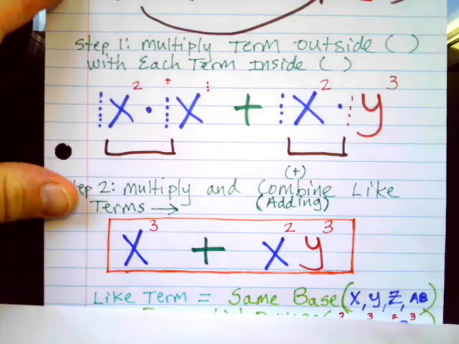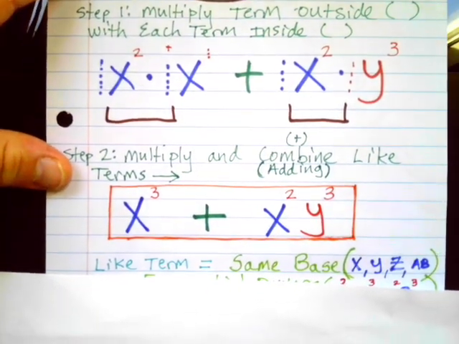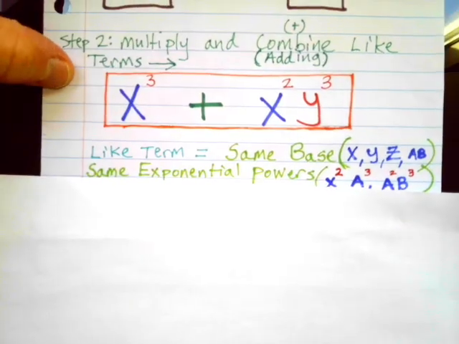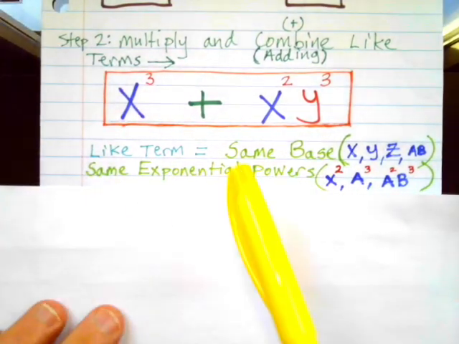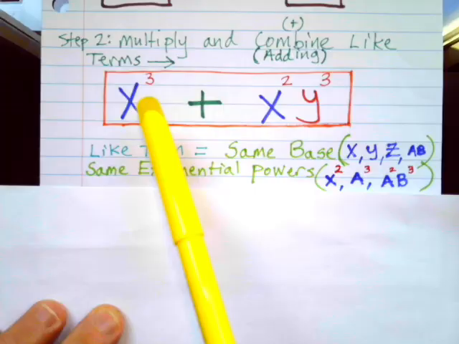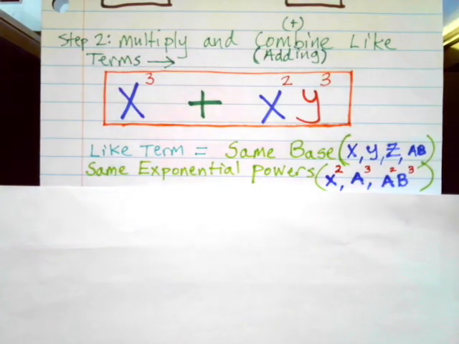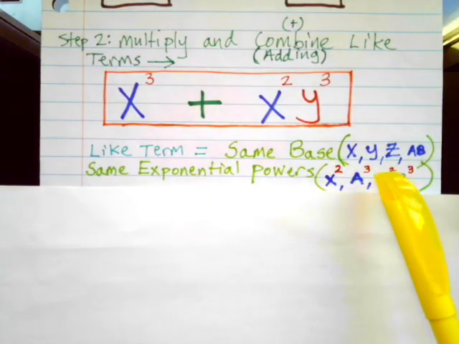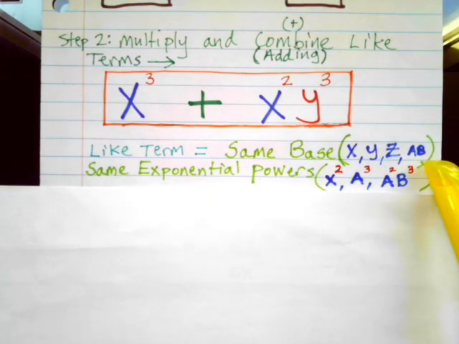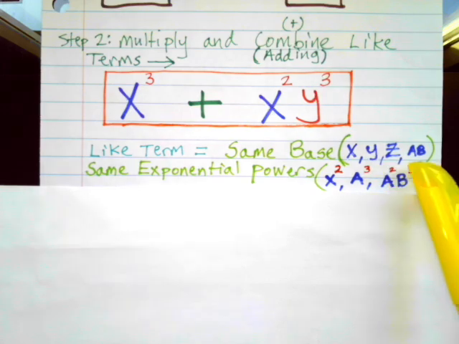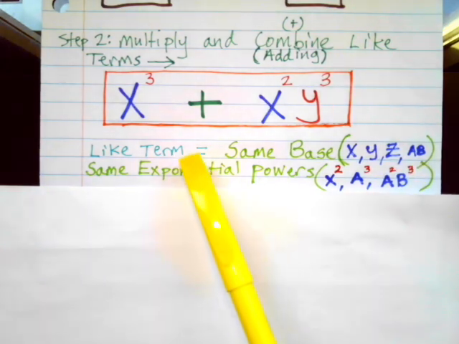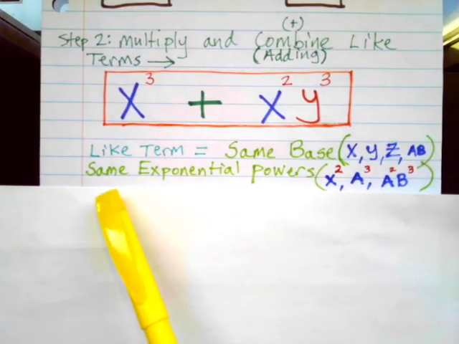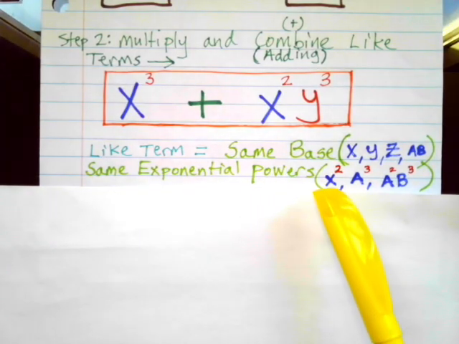So let's review. If I'm going too fast, go ahead, pause, stop, rewind. Let's review what makes like terms, because you can only add and subtract like terms. Like terms have the same base: x, y, z, a, b, right? They have the same variable. You can only add or subtract like terms. So like terms have the same variable. They also have the same exponential power.